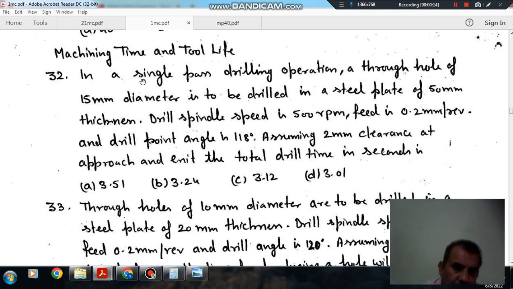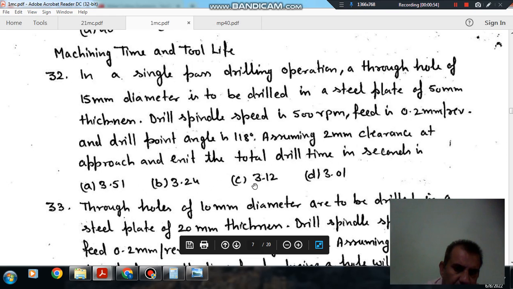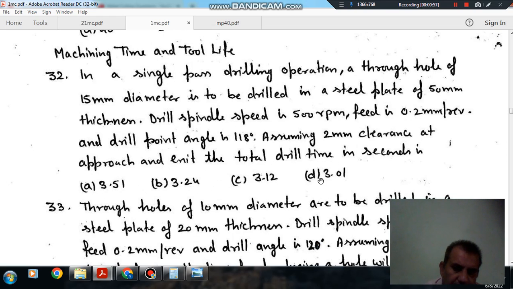Question number 32: in a single pass drilling operation, a through hole of 15 mm diameter is to be drilled in a plate of 50 mm thickness. Drilling spindle speed is 500 rpm. Feed is 0.2 mm per revolution, and the drill point angle is 118 degrees. Assuming 2 mm clearance at approach and exit, the total drill time in seconds is: option A 3.51, option B 3.24, option C 3.12, and option D 3.01.